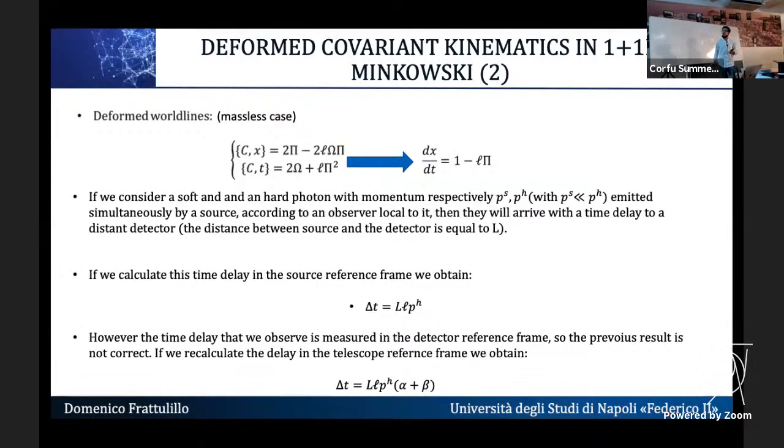Now, if we calculate this time delay in the source reference frame, we obtain the following expression for the time delay. However, the time delay that we observe is measured in the detector reference frame. So the previous result is not a physical quantity, it's not correct, because we have to recalculate this quantity in the correct reference frame, that is the telescope one. And if we do this, we obtain, in fact, a new result for the time delay that is this expression shown in this slide.